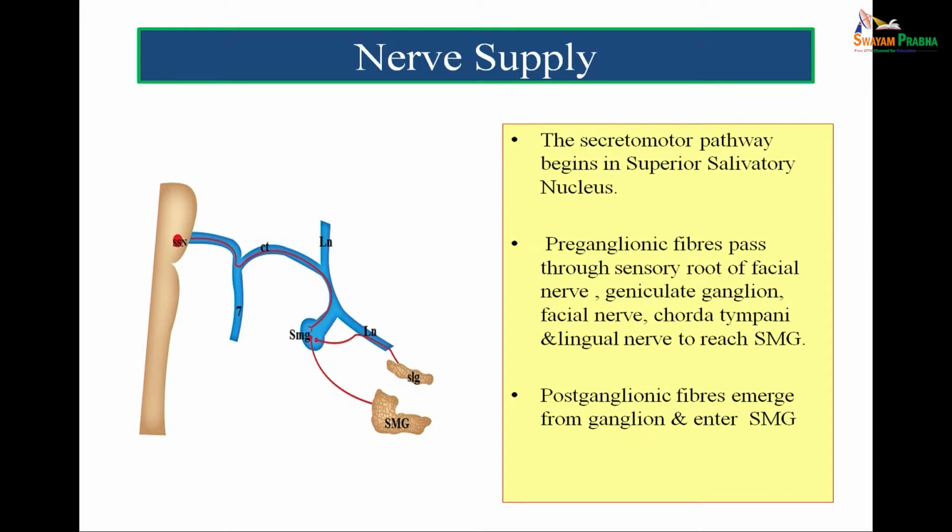So, these two nerves are related to the submandibular ganglion. This one is the chorda tympani branch of the facial nerve, which has a functional relationship with the submandibular ganglion, while the lingual nerve has a topographical relation with the submandibular ganglion.